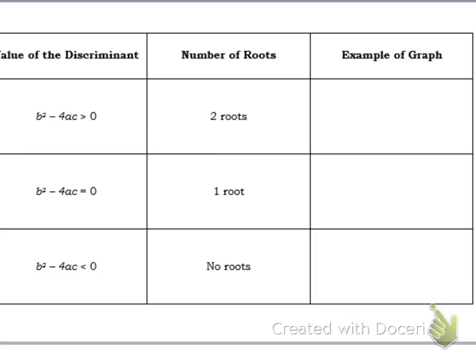So if my b squared minus 4ac is bigger than 0, I will have 2 roots, which means it will cross twice. If it is equal to 0, it will have 1 real root, so it will cross once. If it is negative or less than 0, we will have no real roots, so it will float above the x-axis or it will float below it.